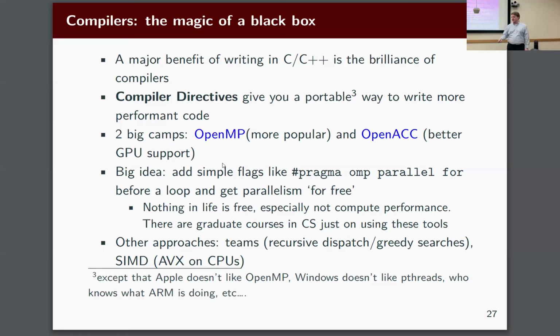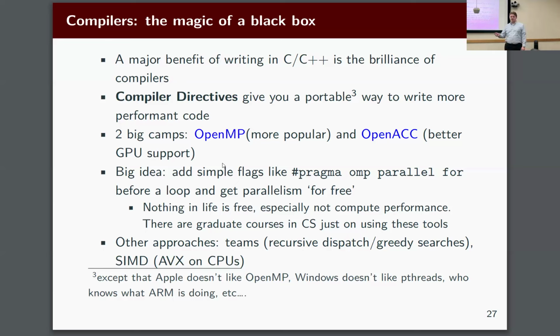The big idea is that you can just take your C++ code and identify sections that could be parallel. For example, if you have a for loop where the iterations could be parallel, all you need to do is add a pragma that says, compiler, you need to do something here. This is for OpenMP: OpenMP, make this for loop run in parallel. That's it. It's done. Very simple, straightforward. It's basically free. But not really, because nothing is free, especially in compute performance.